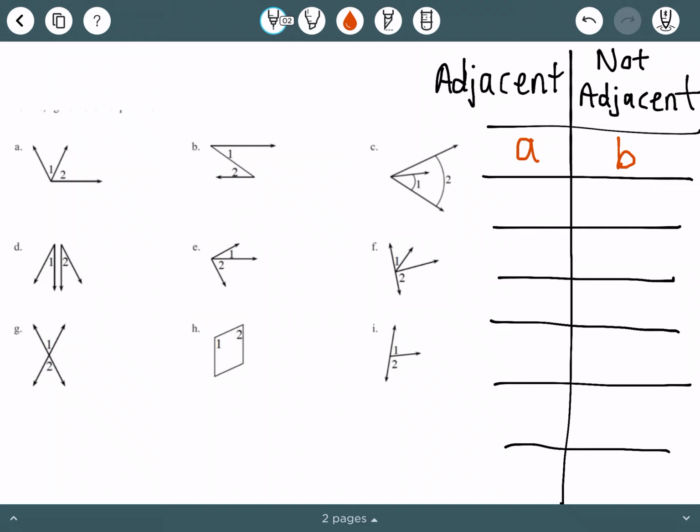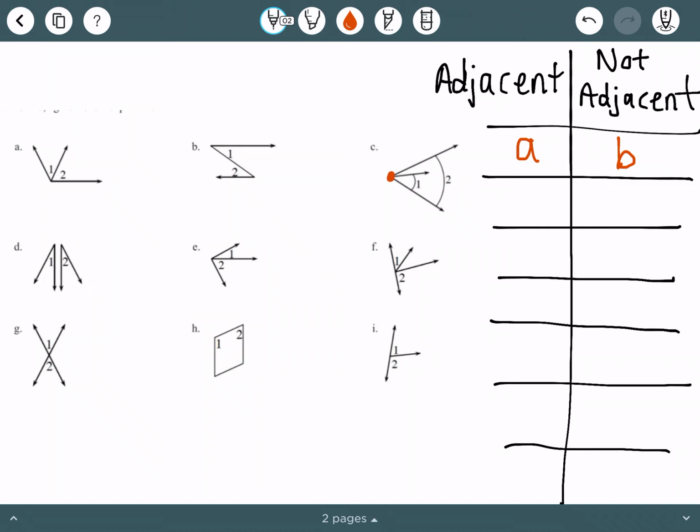C, we have angle 1 and angle 2. So these arcs that are drawn in that I just traced over are put in to show you the angle. So that's all that is, if you were unsure. Well, first of all, I see that these angles do share a common vertex.